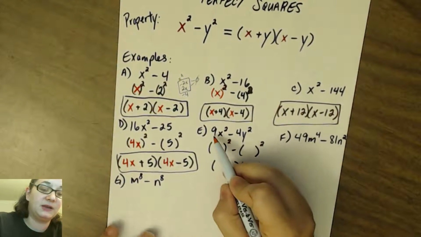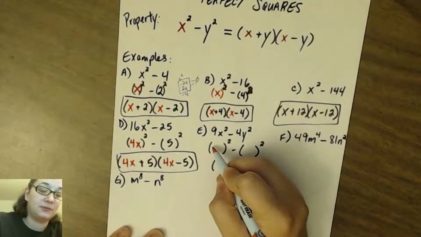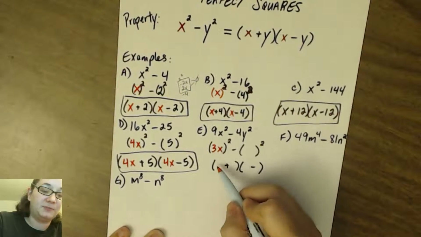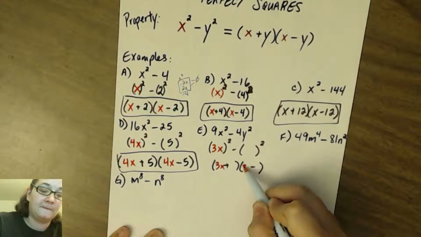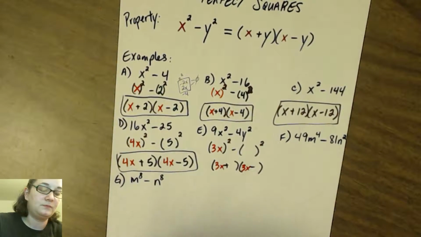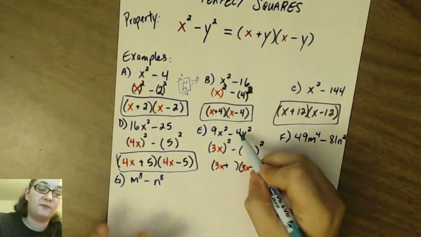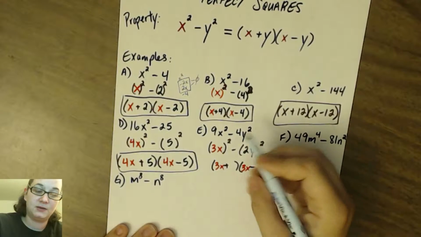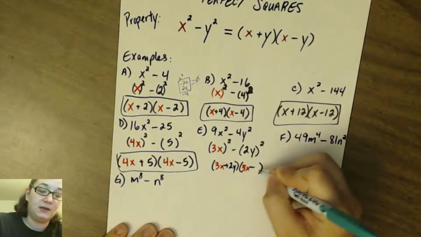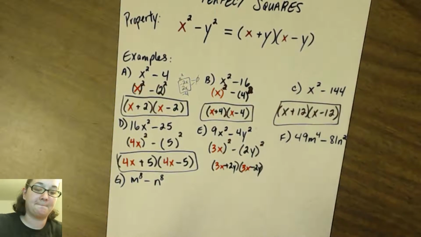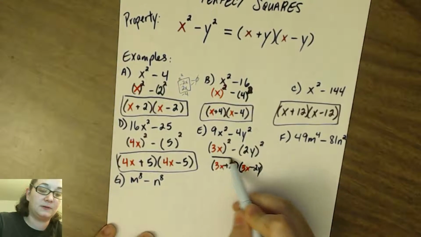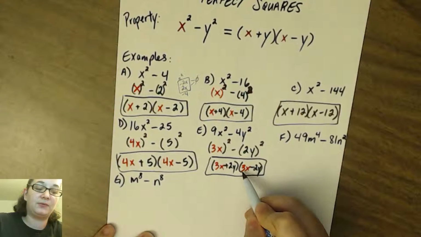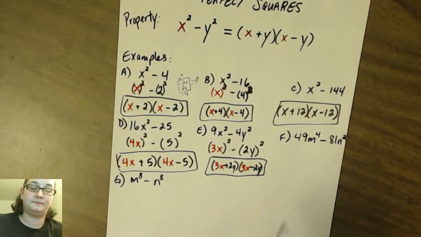So my base for this, square root of 9 is 3, and the square root of x squared is x. Because that's my first base, I know it's going to go in here. And then the second one, the square root of 4 is 2, and the square root of y squared is y. So I have a 2y and a 2y. That would be my answer: 3x plus 2y and 3x minus 2y.